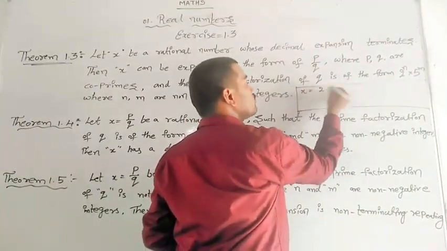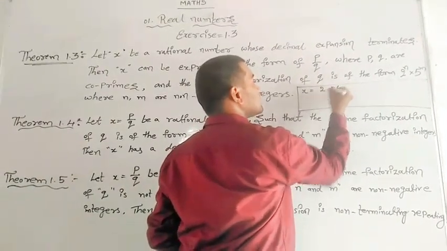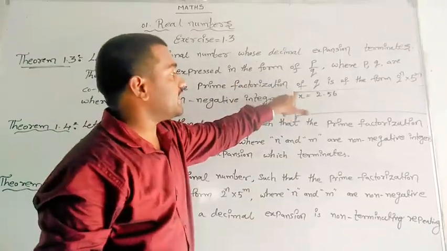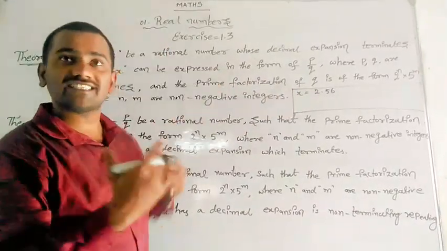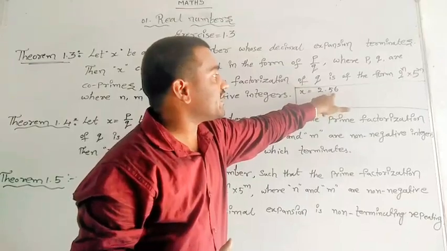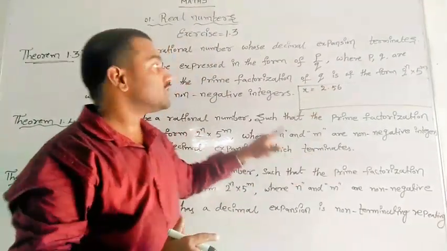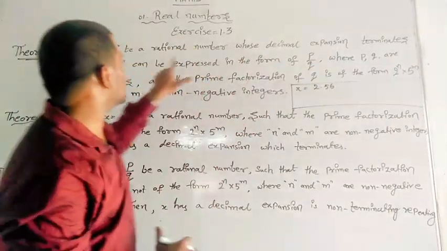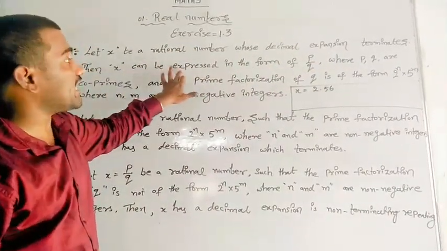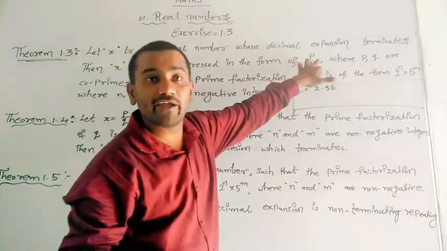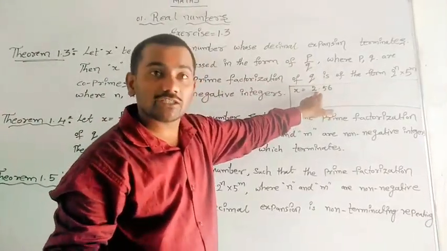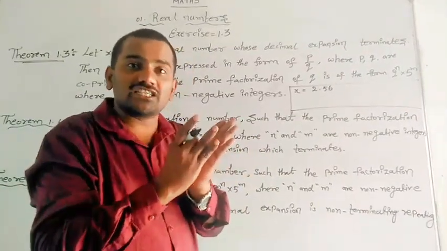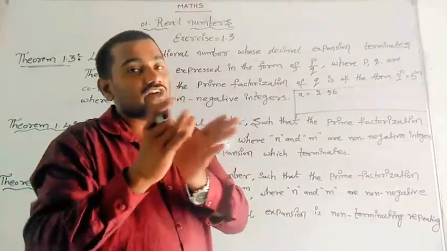Suppose x is 2.56. So this x is a rational number. Why is it a rational number? Because it can be expressed in the form of p by q. So x is a rational number whose decimal expansion terminates, and x can be expressed in the form of p by q. This is a terminating decimal number. All terminating decimal numbers can be expressed in the form of p by q.